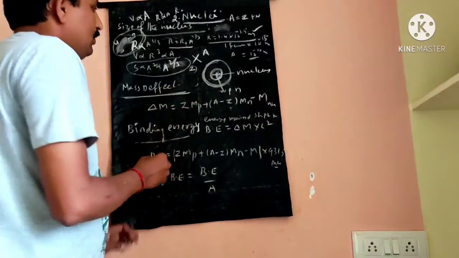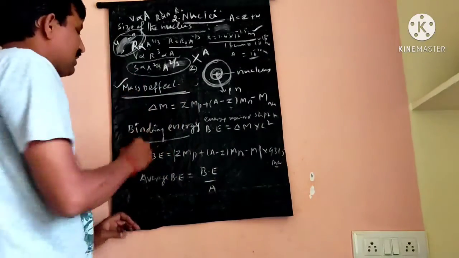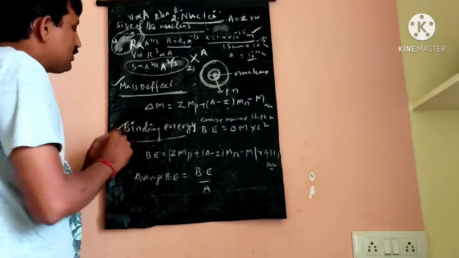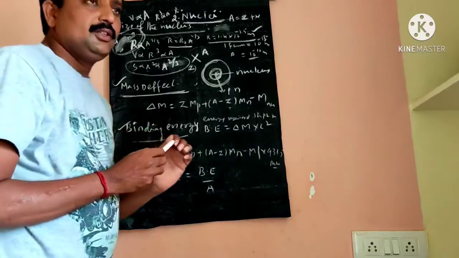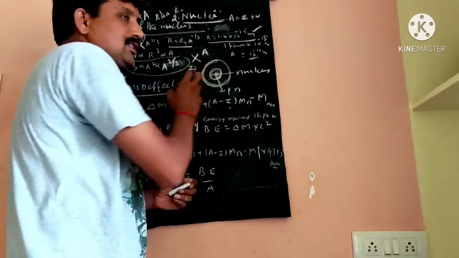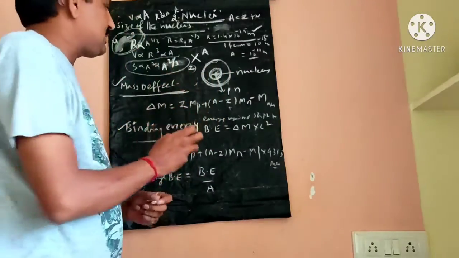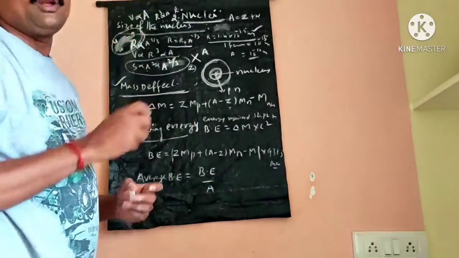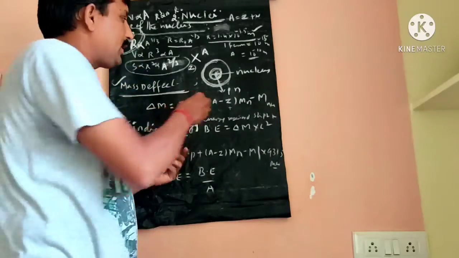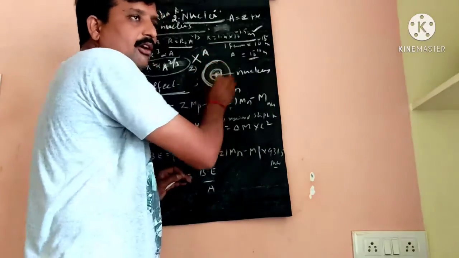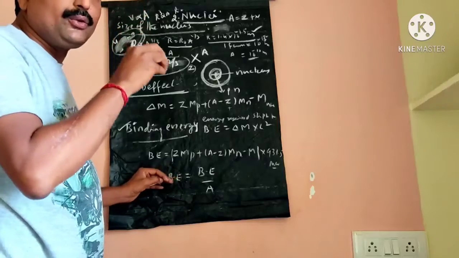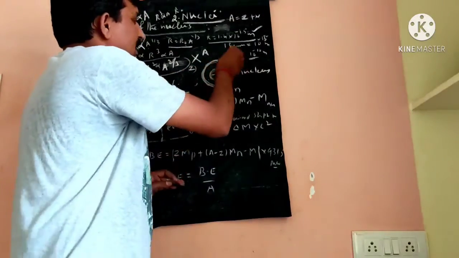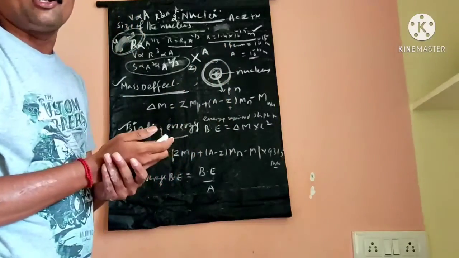Our next topic is mass defect, and then binding energy. What is called mass defect? The nucleus has some mass, the total mass of protons and neutrons. The protons and neutrons are located in the nucleus. These are called nucleons. The mass of the nucleons is called the nucleus mass. The electrons are revolving around the nucleus in circular orbits.